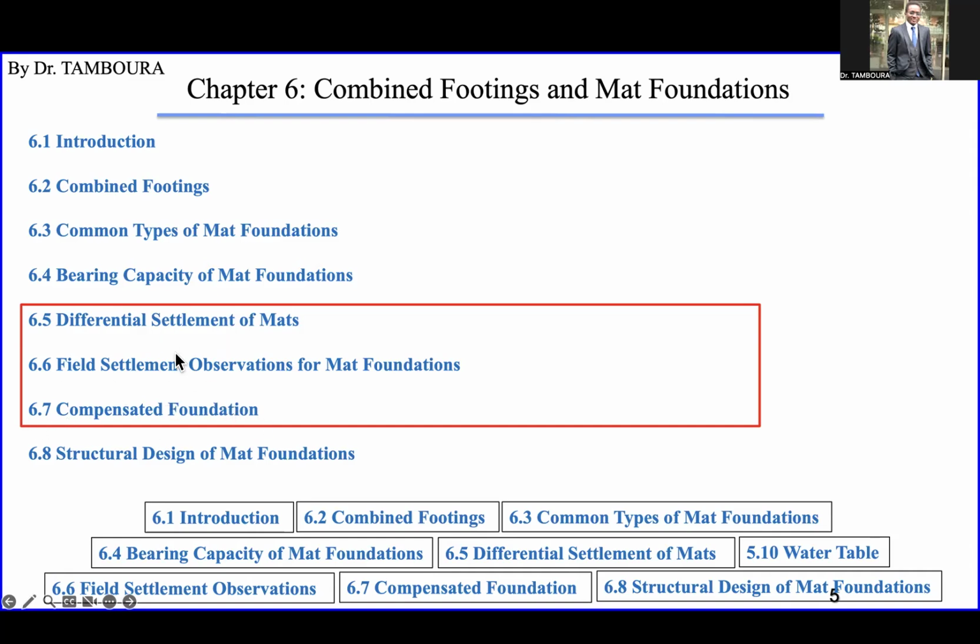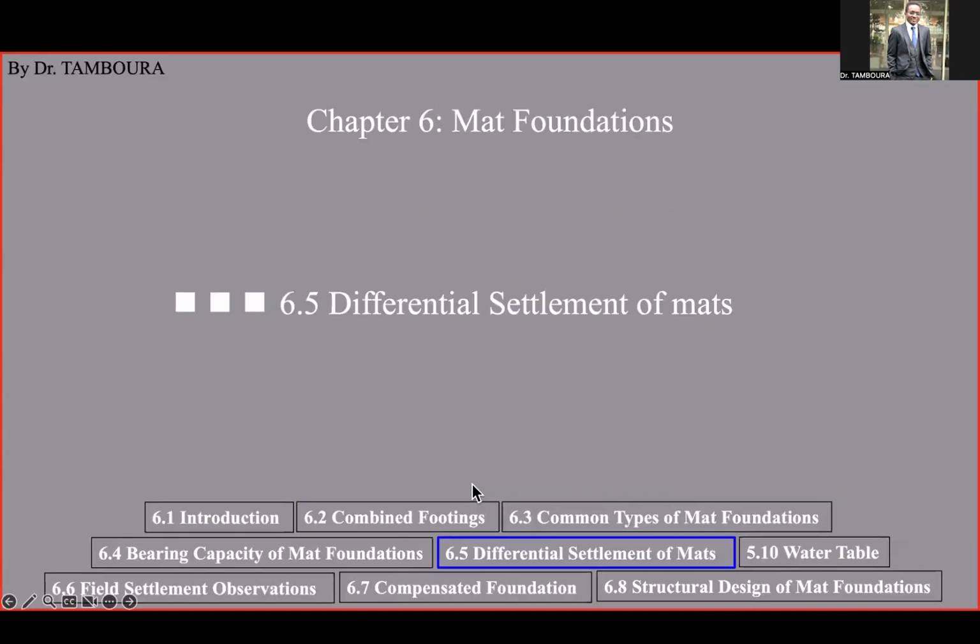After this we will have only this last point left, and I'm not sure if we will discuss it here yet or not. Okay, let's go for the first point: the differential settlement of mat foundations. I believe you already know what settlement and differential settlement are. In chapter 5, I think we discussed all types of settlement and how to estimate them. This time we are going to see the differential settlement of mat foundations.